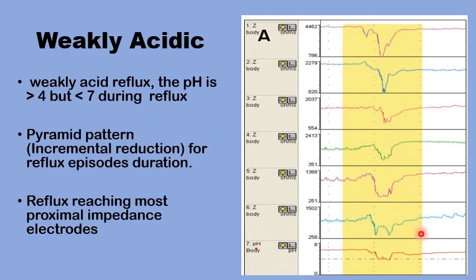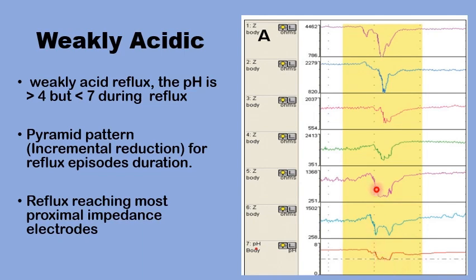This chart suggests a weakly acidic reflux. In the lower segment here, the pH monitoring showed a drop in the pH with a gradual restoration back to the baseline. This drop was still above the pH 4 level, so it's weakly acidic. If it dips below pH 4, then it is acidic reflux.